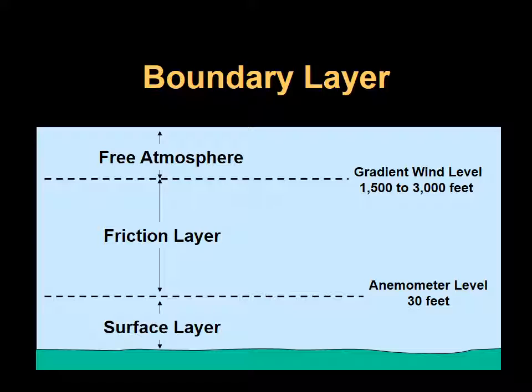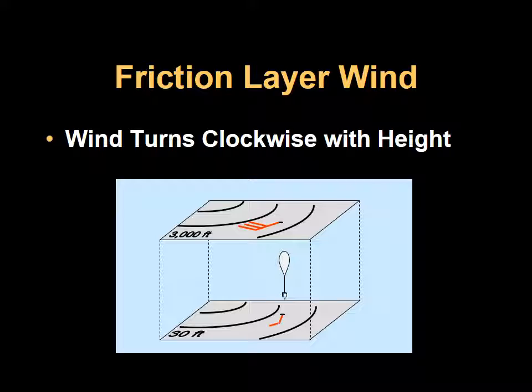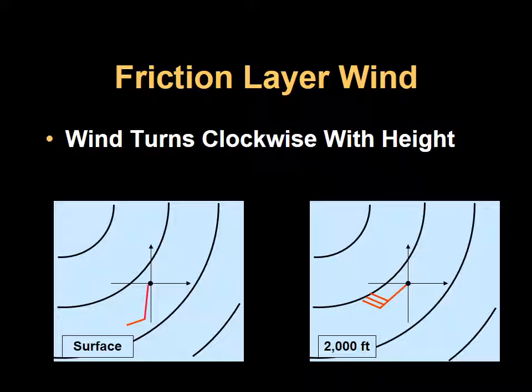Now let's take a look at the next layer of the boundary layer, and that's your friction layer. Friction layer, as we said, goes from about the anemometer level up to about 3,000 feet. And in this layer, you'll notice that the winds turn clockwise with height. Down low, the winds are blowing across the isobars in towards low pressure. And then at the top of this layer, the winds are flowing parallel to the isobars. So this is what it would look like on a weather chart if you're looking at the surface station winds and the winds at 2,000 or 3,000 feet above the ground. The winds turn clockwise with height.